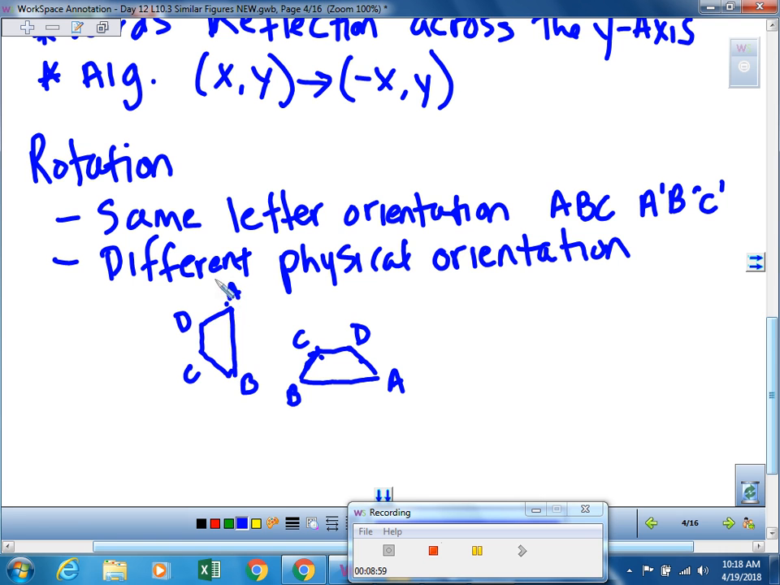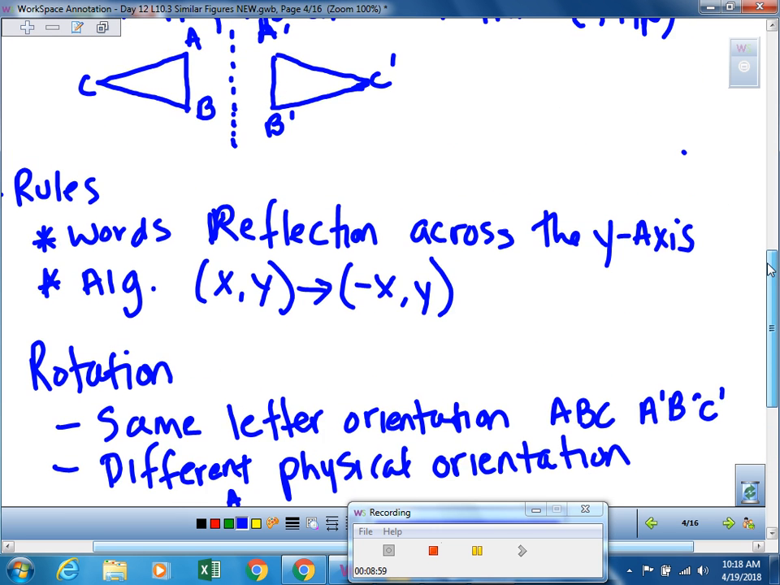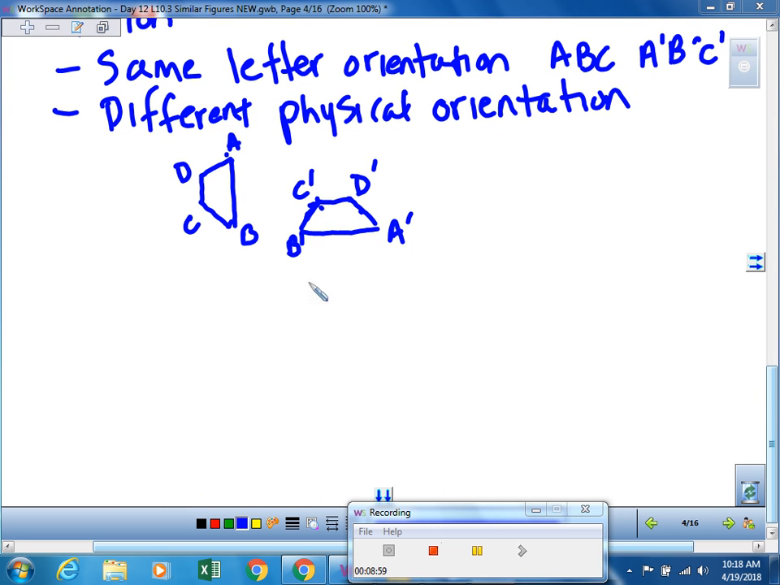See how A is on the top over here? Is A on the top? No, that's a different physical orientation. B is on the bottom right. Is B still on the bottom right? No, it's on the bottom left. Oh, these should be prime. Sorry. Did I do the prime marks up here? Yeah. All right. So your letters are in a different area, but they still go in alphabetical order or in the same order.